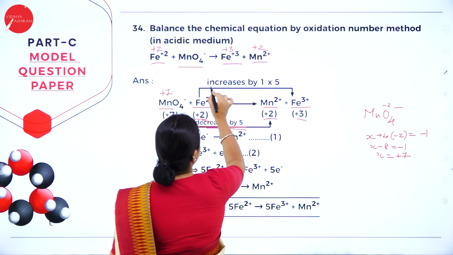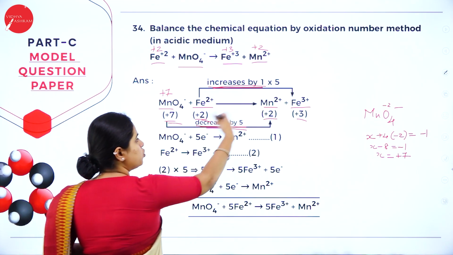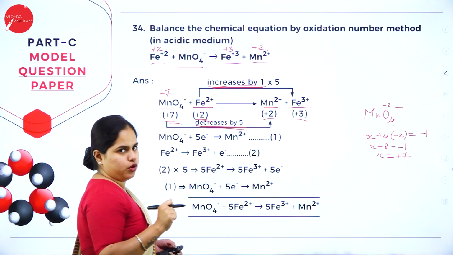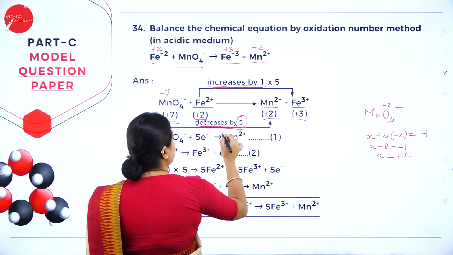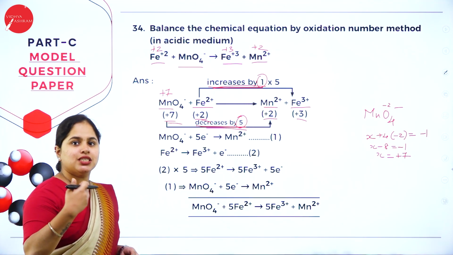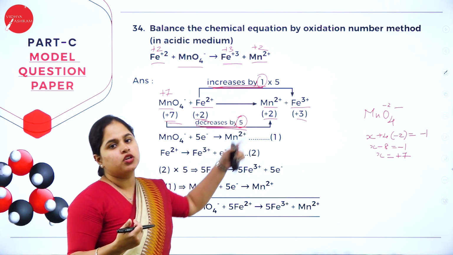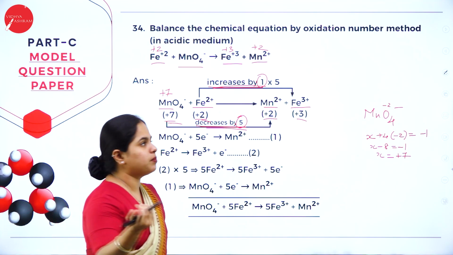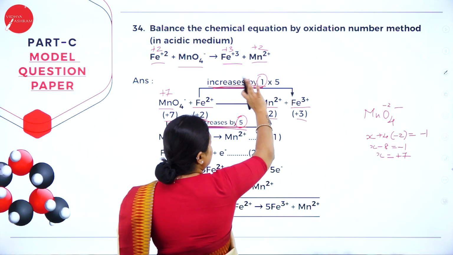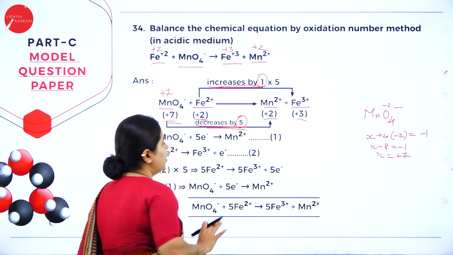So by how many units? By 1 unit it is undergoing an increase, right? From +2 to +3, 1 unit. From +7 to +2 means 5 units. Now we have 5 units here and 1 unit here. Now the next step is to make this unit change the same. That means if it is 5 units, I need 5 units there also. So what is the easiest method to do? I have to multiply the Fe2+ to Fe3+ equation by 5. So what happens? The unit change will be 5 here as well as 5 here.